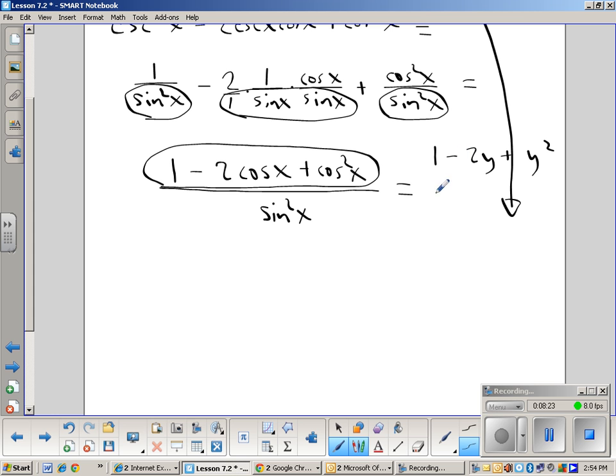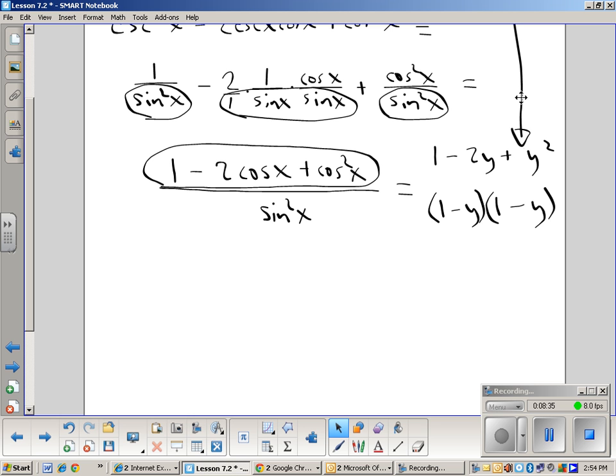And so this factors into something simple like 1 minus y and 1 minus y. Okay? It factors into that right there. And so that's what I want to do with this mess that's in the circle here. I'm going to take my 1 minus 2 cosine x plus cosine squared x. I'm going to factor it just like I did this. So this takes you back to chapter 9 of the Algebra 1 book, which you did a long time ago. And so we get 1 minus cosine x times 1 minus cosine x.